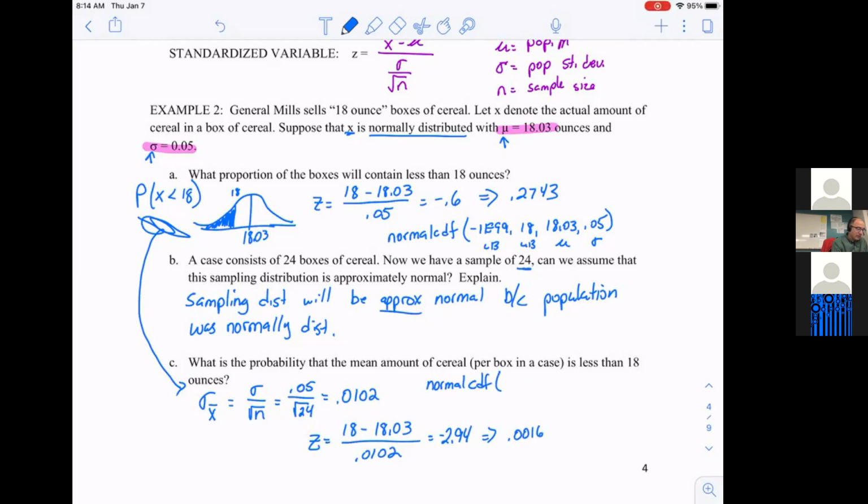Again, I'll write in that normal calculation, that normal CDF. It's going to look very much the same. Actually, I'm going to cheat, I get tired of writing 1E99. We'll go with 18, we got 18.03, and then we have 0.0102. Now we have to pay attention: this is still my lower boundary, this is still my upper boundary. However, this is no longer the mean, because that's a population mean. It's actually the mean of my sampling distribution, and this is the standard deviation of my sampling distribution.